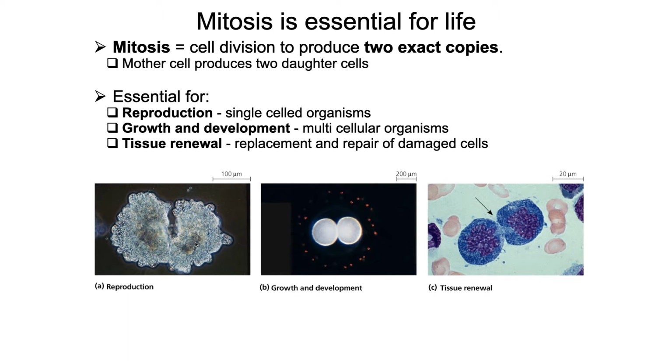Now, this process is absolutely essential for things like reproduction, growth, and development. So you start off as a single-celled embryo, and of course you are more than just one cell as an adult, and so to get more cells, that single-celled embryo divides by mitosis. And mitosis is required for tissue renewal. When you damage some skin cells, for example, you need to divide more cells to make more and replace those skin cells.